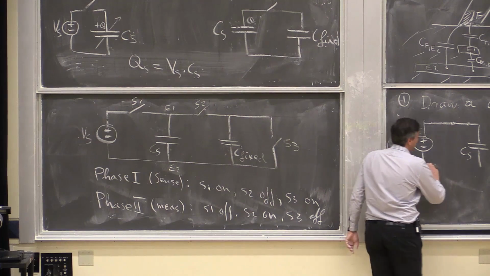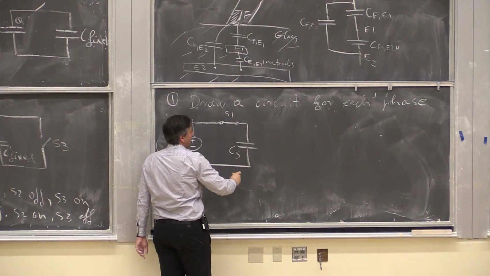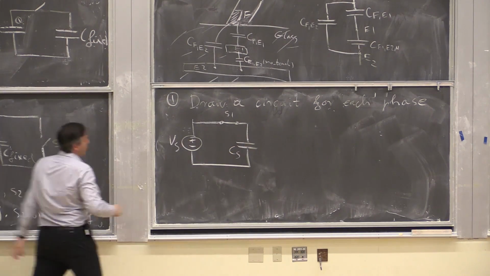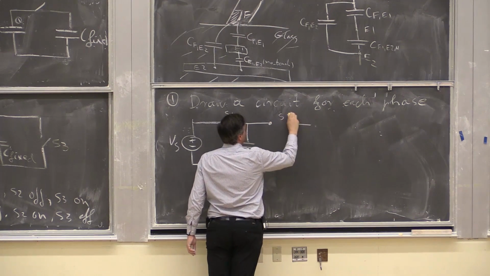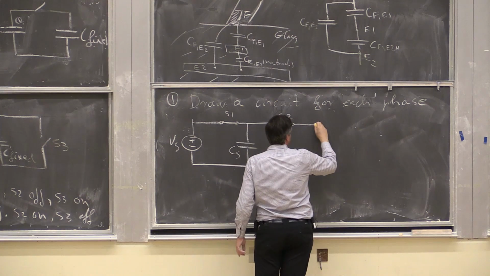Right. Okay. So we have CS, we've shorted S1. This was S1, right? S2 is open. I can draw it just so people see it. So this is S2. C fixed.